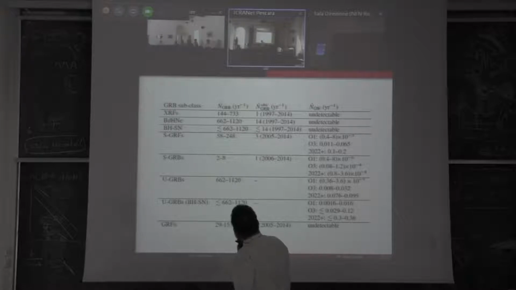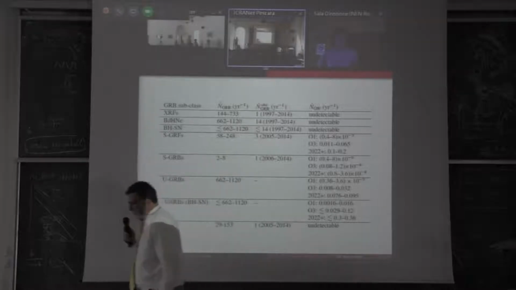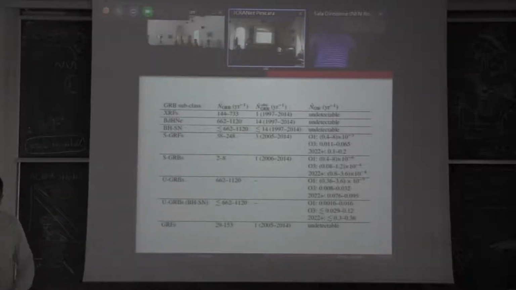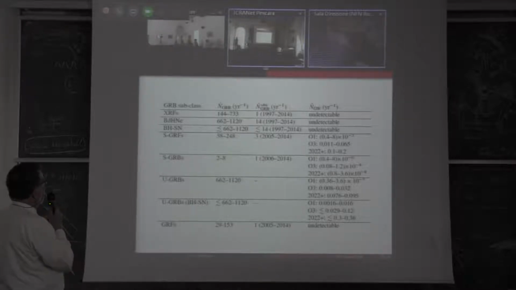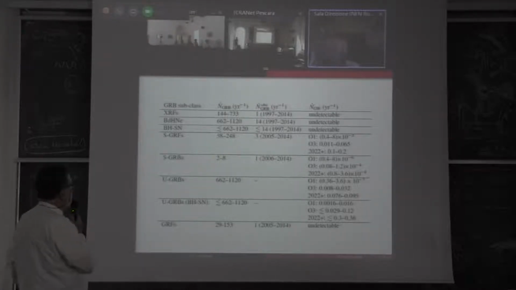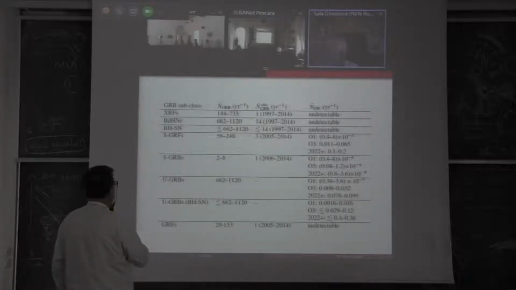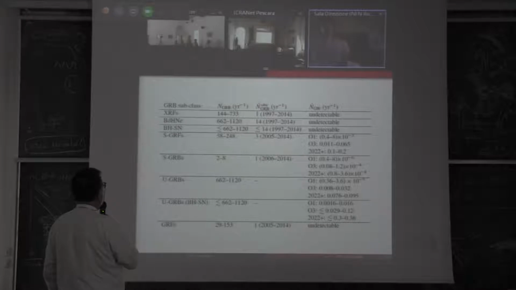We have to make this transparent to everyone. The first is the intrinsic rate of GRB, while the second is the observed one. So the observed one is lower because of the question of the thresholds and observational bias.